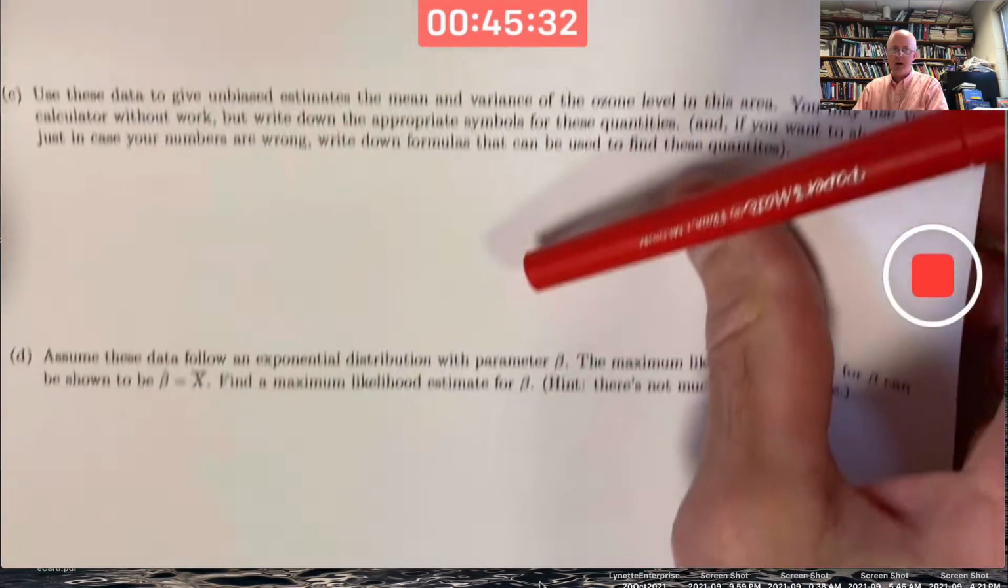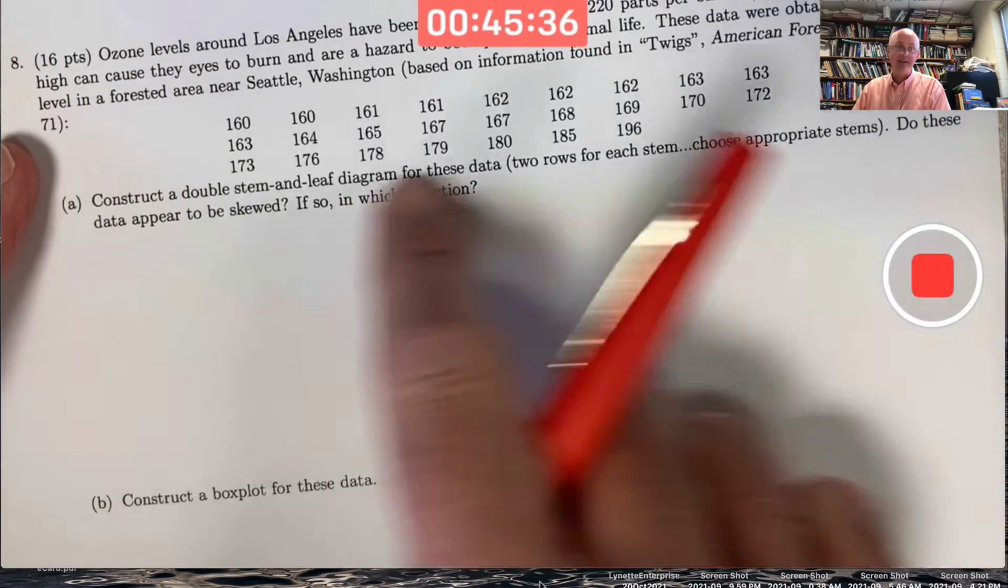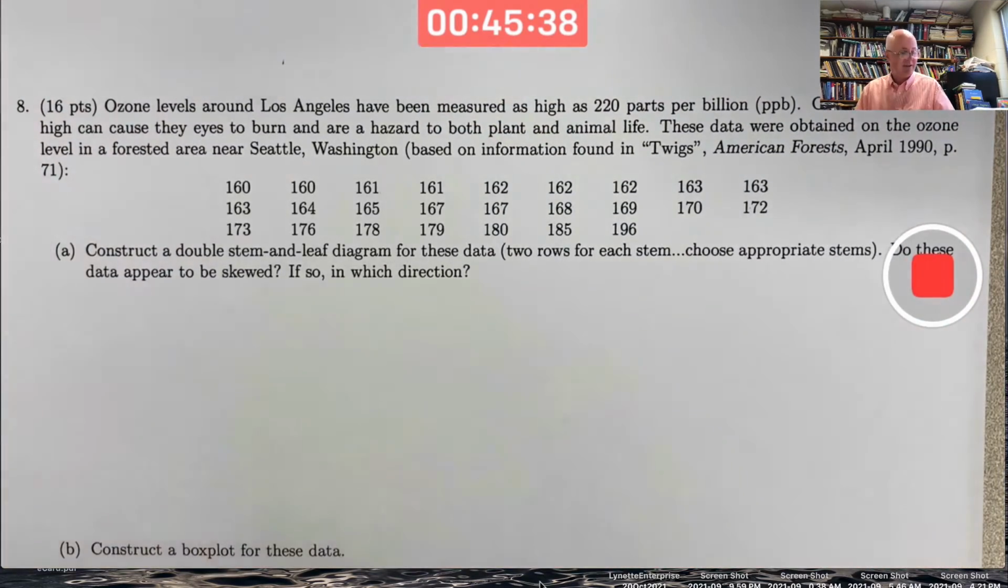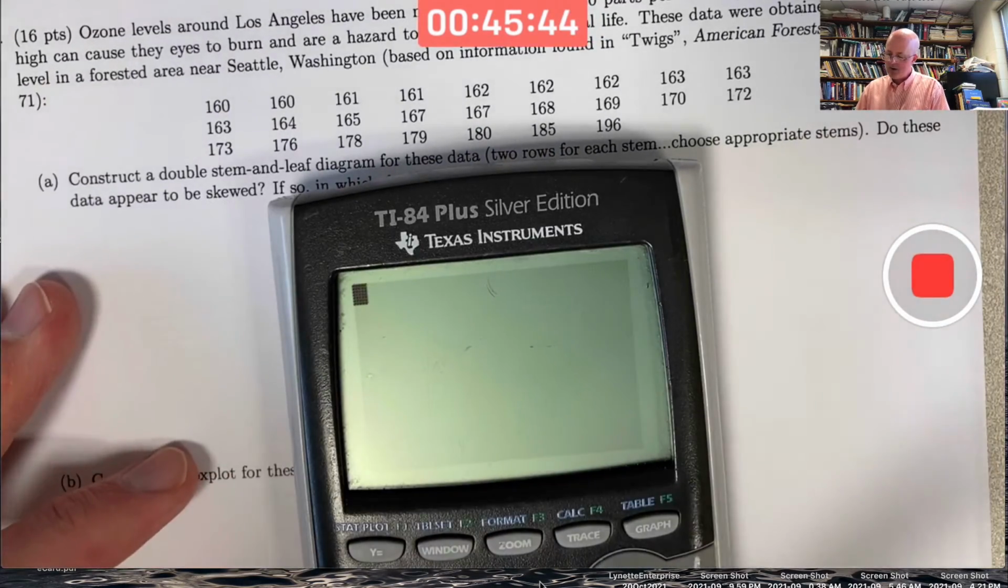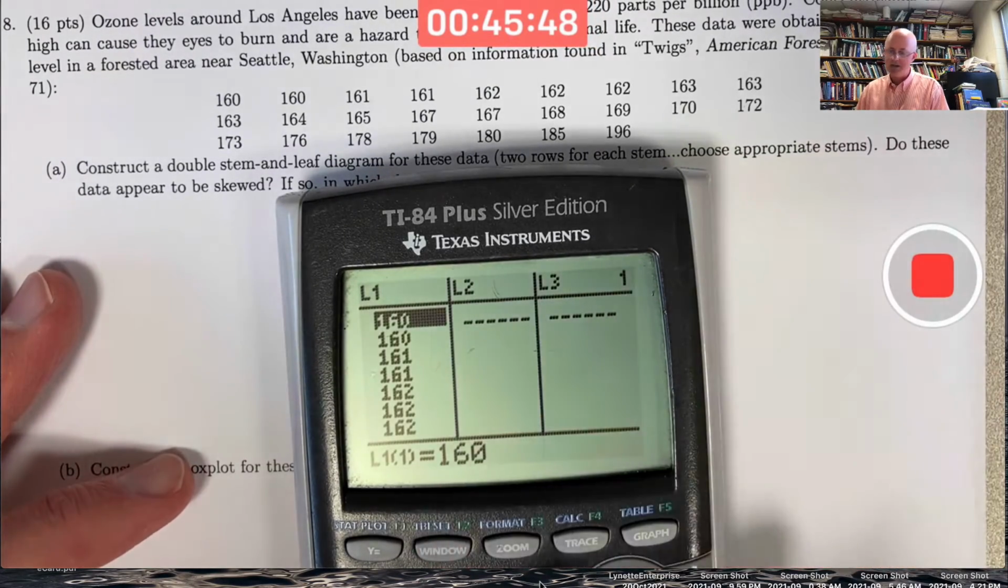Oh, this looks like a long problem. Well, it's not as long as it seems. We have to plug these numbers into your calculator, though I've done that already ahead of time, thinking ahead here. Go to your stat mode and edit, and list one is all these numbers.